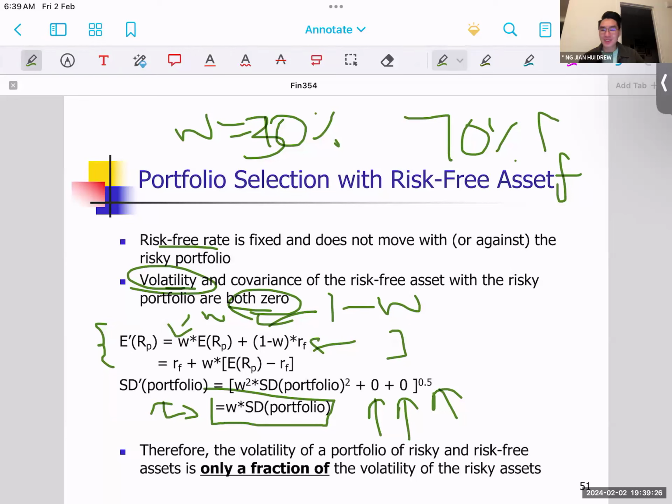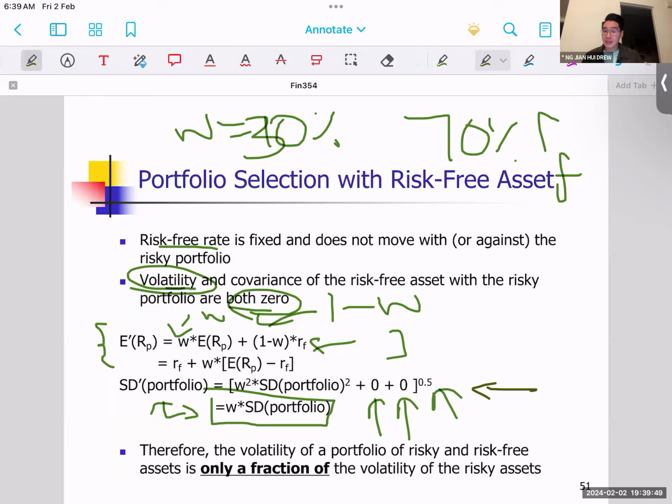Does anyone know, or is anyone not so sure, what's happening here when we added risk-free? Oh, that's great. You are totally right. Expected standard deviation equals the weight times the actual standard deviation. Okay, so I'll go and explain this again. What does this mean, so everyone understands?